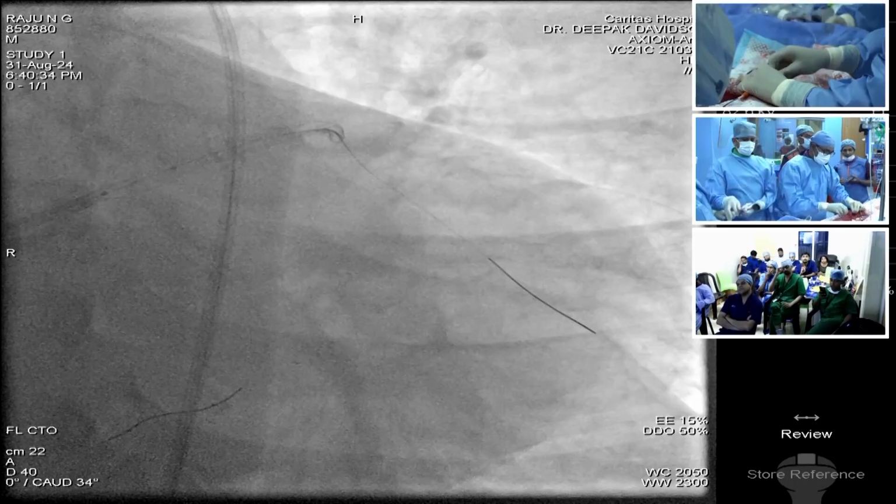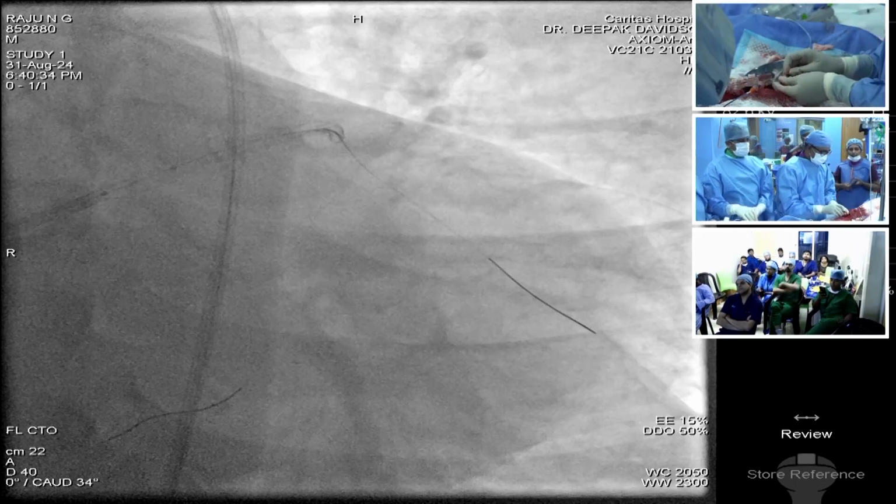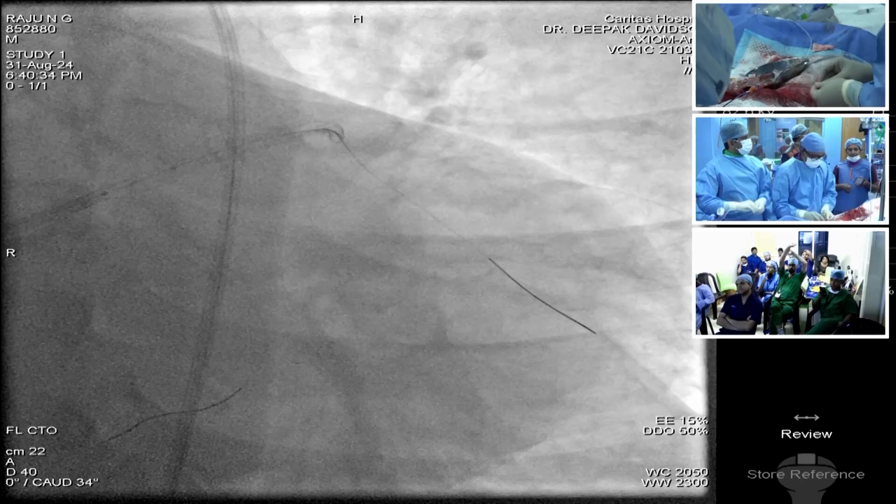Okay, now the next stent. 3.5, 33. Yes. We'll give 2.5.